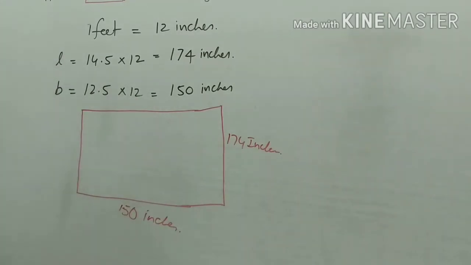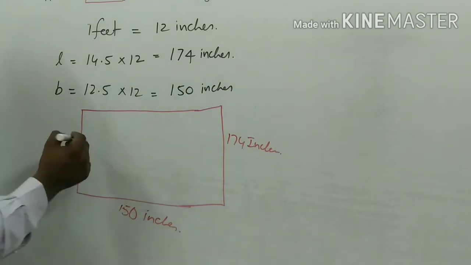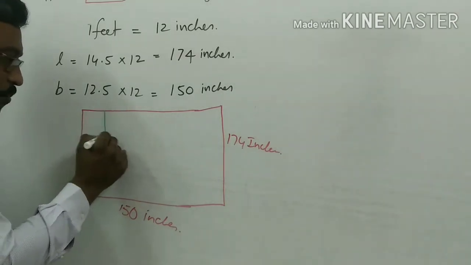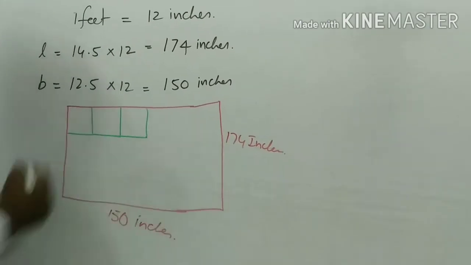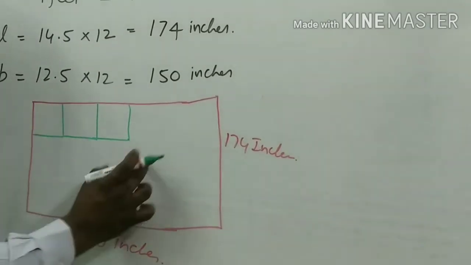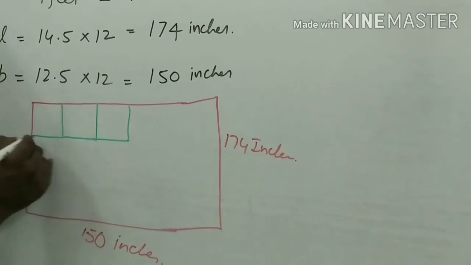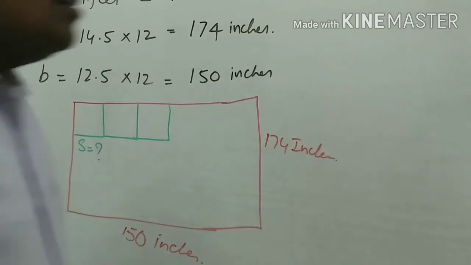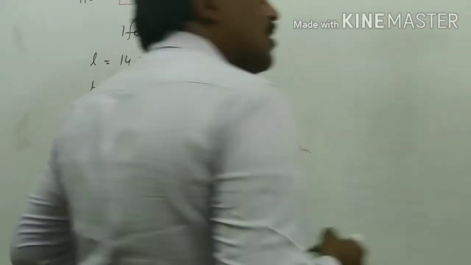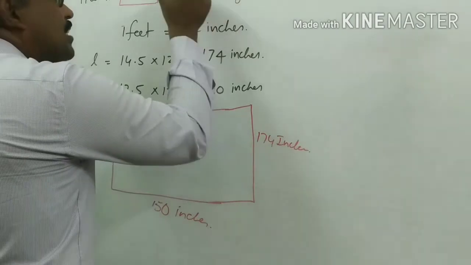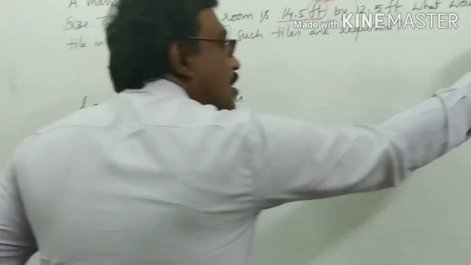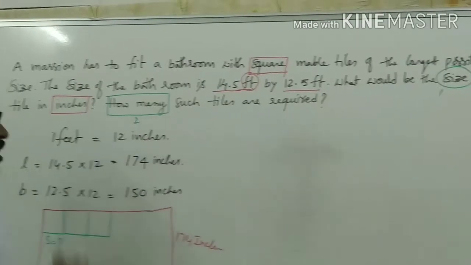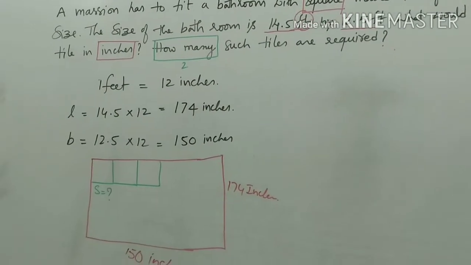In this, the mason has to fix square marble tiles, the square shaped tiles. What is the side of this tile, and how many tiles are required? Two questions are asked. First one is what is its size? Second one is how many tiles are required.